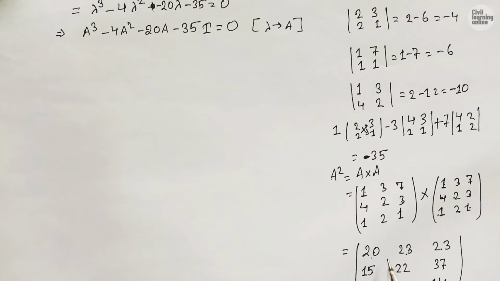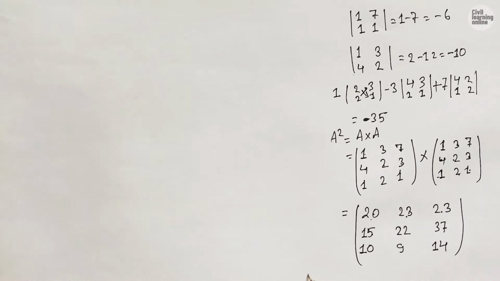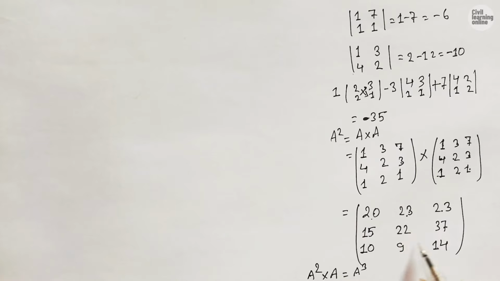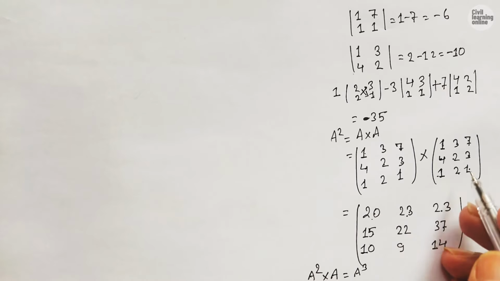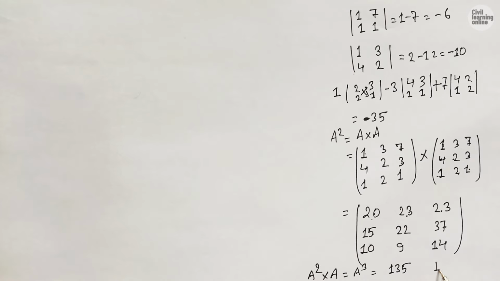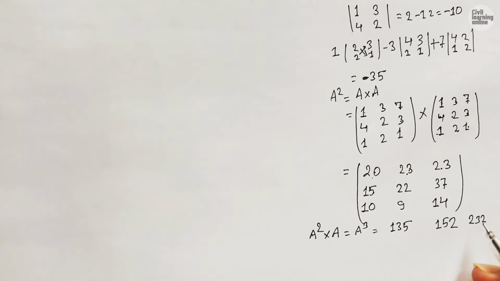Now after getting the value of A square, we will move to A cube. Simply multiply the value of A square with A, because A cube is A square times A. We have got the value of A square, so we will multiply this value again with matrix A. So we will get A cube as 135, 152, 232. I hope it is visible to you guys now. Similarly, we will get 140.